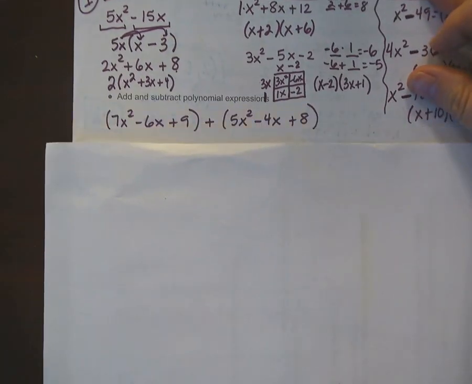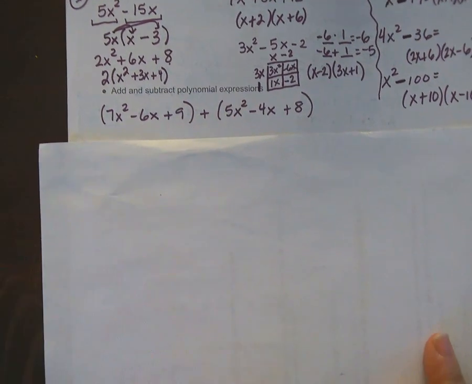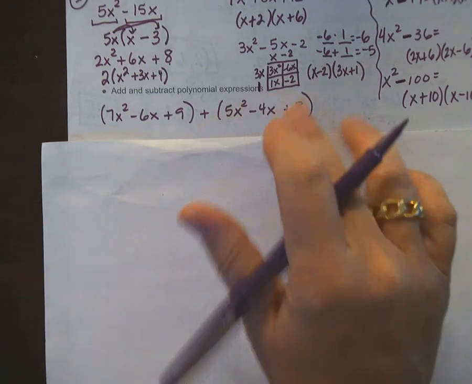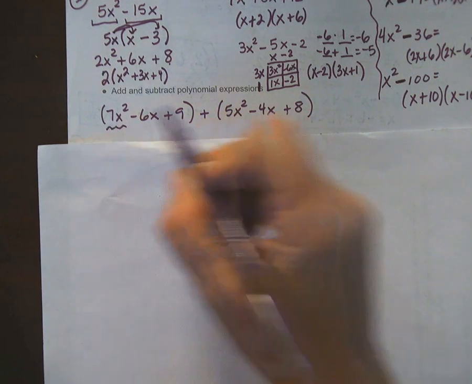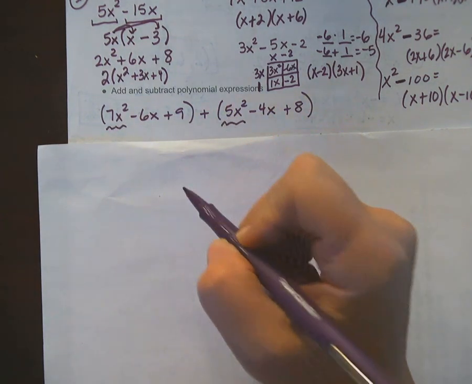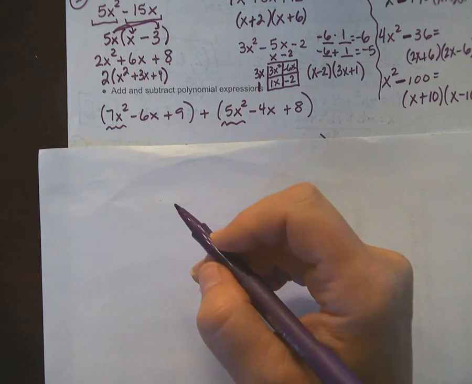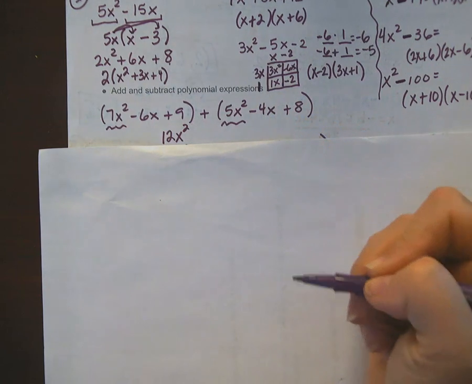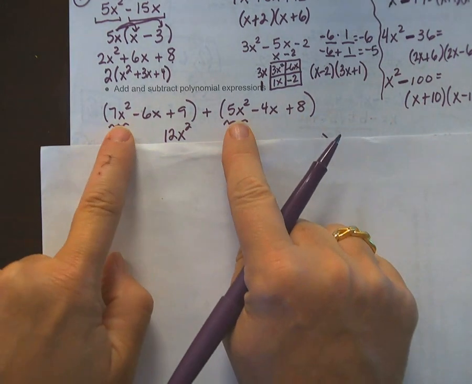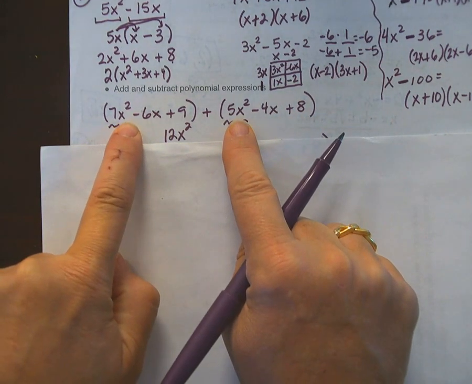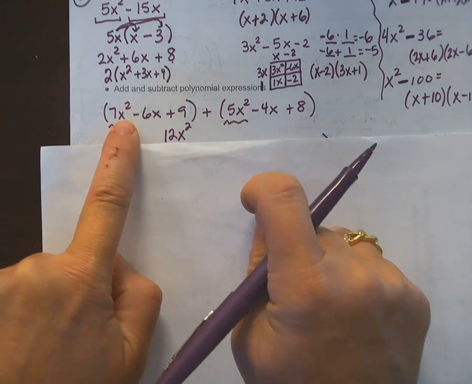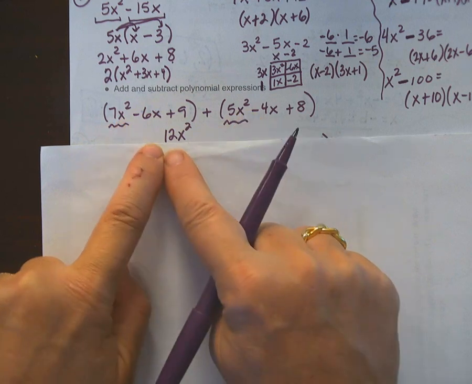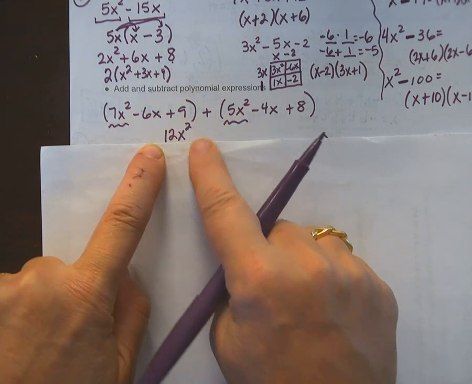Okay, the next section is adding and subtracting polynomials. So we've got 2 trinomials that are being added. So what you do here is you locate like terms and you add them together. So 7x squared plus 5x squared is 12x squared. When we are adding polynomials, we do not change the variable. It's like having 7 of something plus 5 of something, and that gives you 12 of that same something.